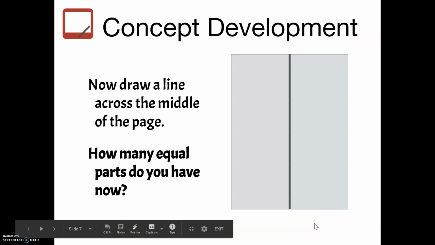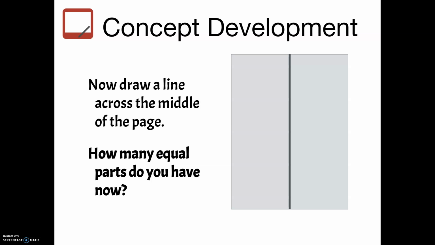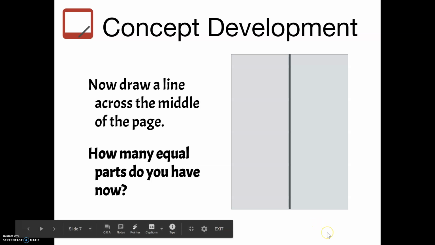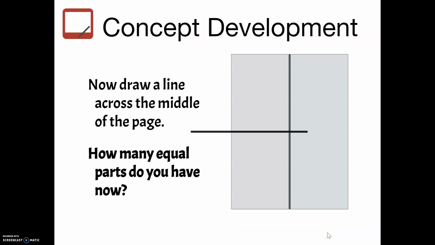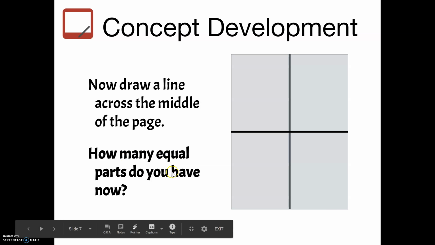Okay, you can actually use that same piece of paper or your board. If you drew any words on it, go ahead and erase it. Now you're going to draw a line across the middle again of the page. This time we're going across the page and it must be in the middle. Remember, our goal is to create equal parts. How many equal parts do you have now? Did you say 4? 1, 2, 3, 4. If you did, you are correct.